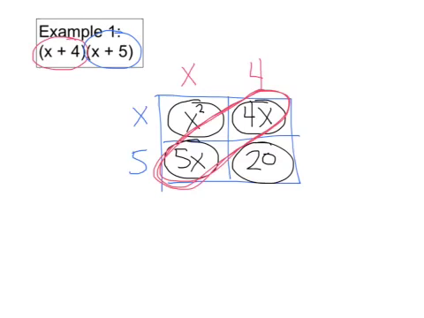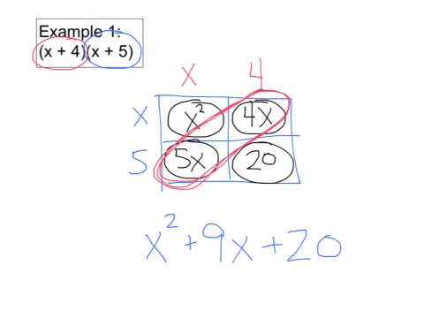My last step then, step number 6, is to write my solution. The way that I write my solution is I always want to put my variable with the highest exponent first. So x squared is my highest exponent, so I'm going to put x squared. And then I combine that 5x and that 4x, so that will give me 9x. And then my last term would be this plus 20.